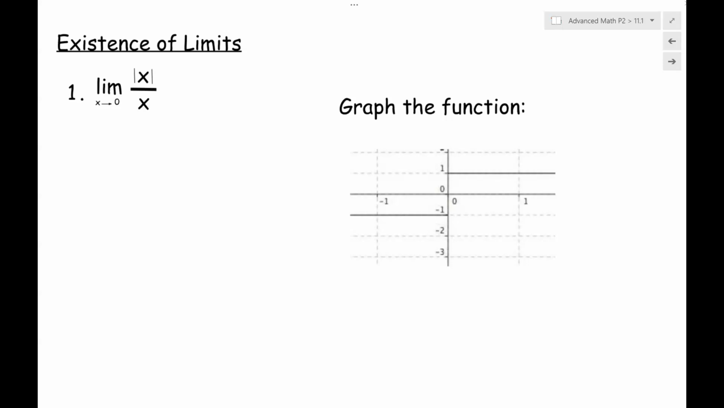Okay, so, existence of limits, meaning we have one or not. So here's the first example. There's kind of cases where things don't exist. So this one here says the limit as x approaches 0 of the absolute value of x over x.